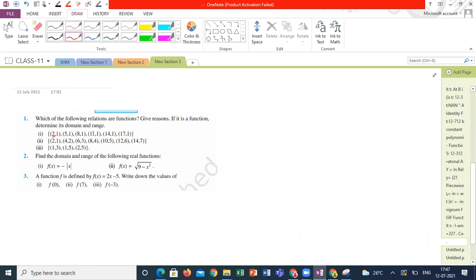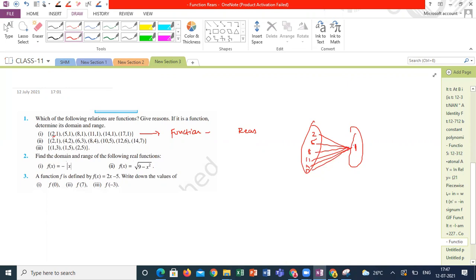What is the first one? It is a function. Why? Because the first elements aren't repeated. How will you write the reason? You can show it with a diagram also. Each and every element of the first set has one and only one image: 2 to 1, 5 to 1, 8 to 1, 11 to 1, 14 to 1, 17 to 1.